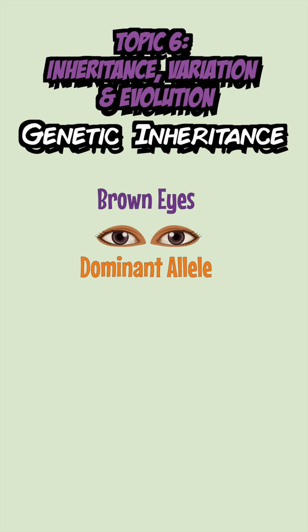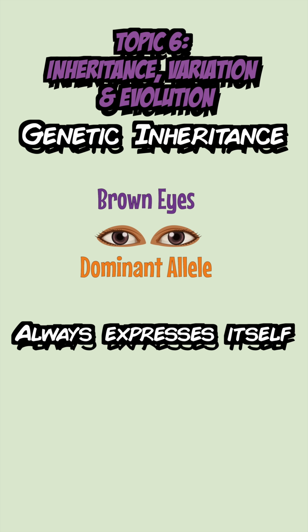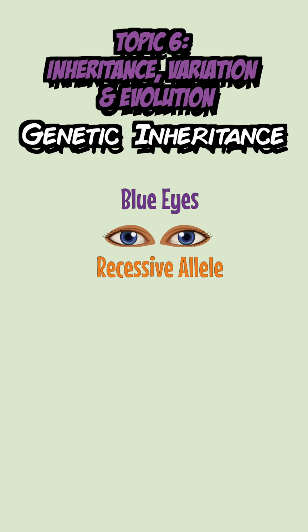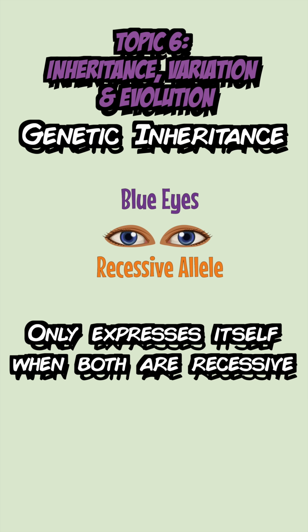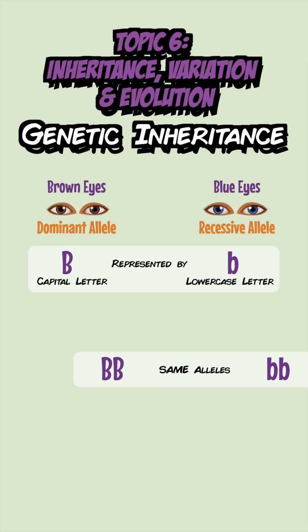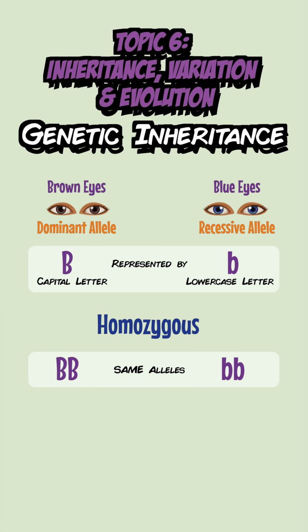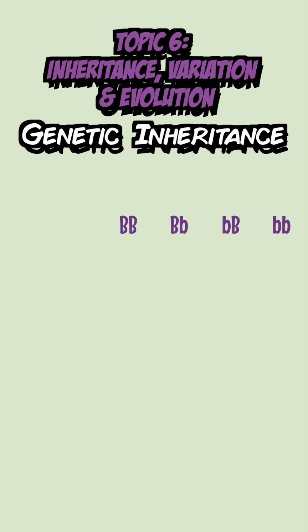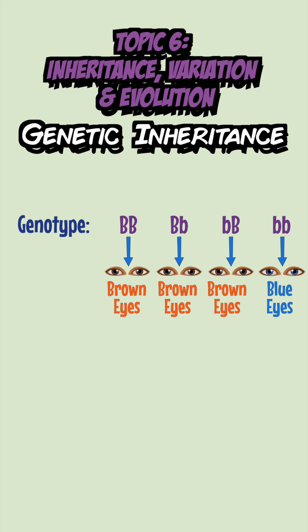So a dominant allele is one that always expresses itself when it's present, whereas a recessive allele, which is a less dominant one, can only express itself if both alleles in the pair are recessive. If both alleles in the pair are the same, we say that they are homozygous, but if they're different, we say that they're heterozygous. The combination of the alleles present is known as the genotype, and the physical characteristics that it expresses is known as the phenotype.